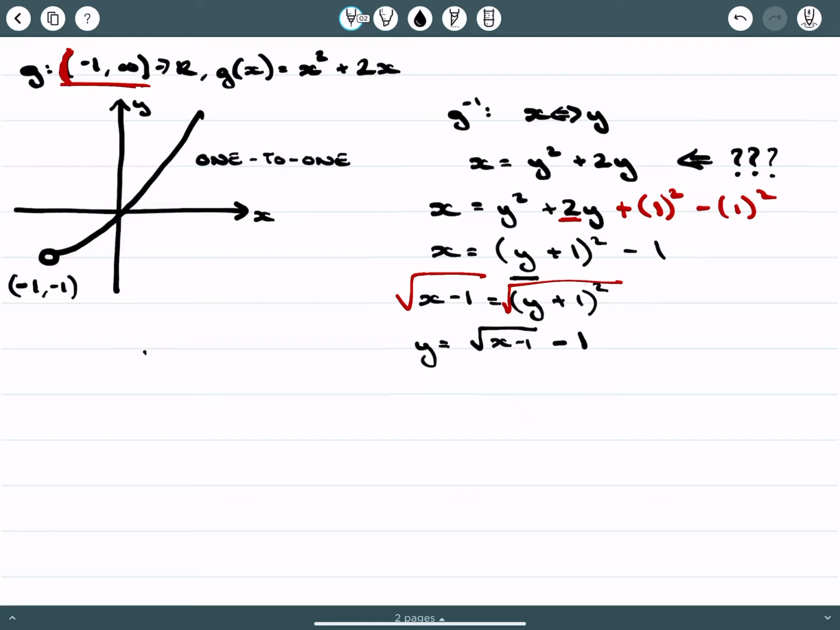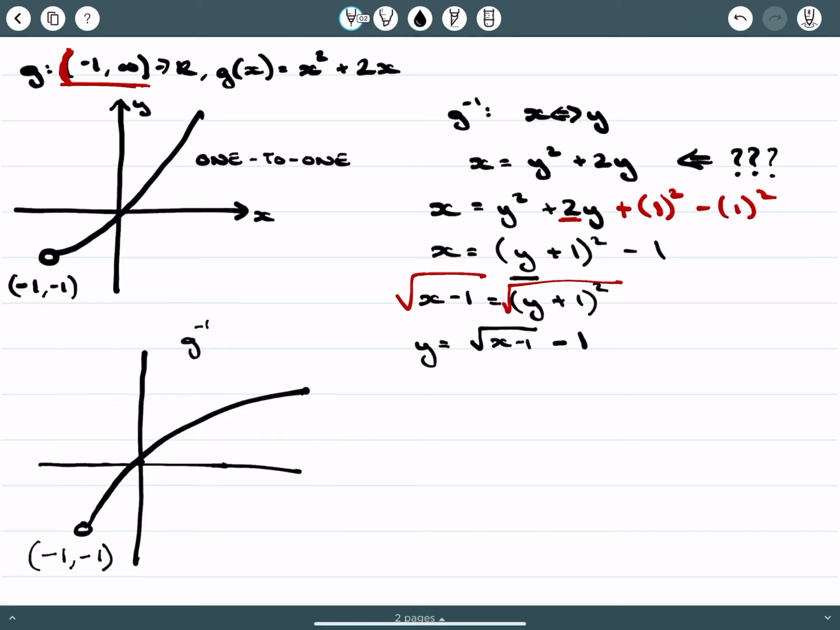If I do a sketch of that graph, which is the inverse of g, what we get is still (-1, -1). Remember, x and y have been swapped. It is still going through (0, 0), but the orientation of the curve has changed. And we would also have a look at our domain here.